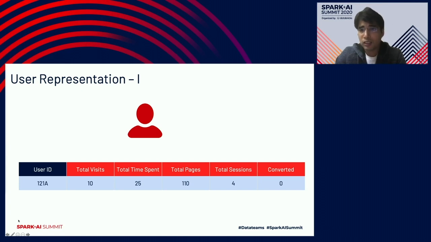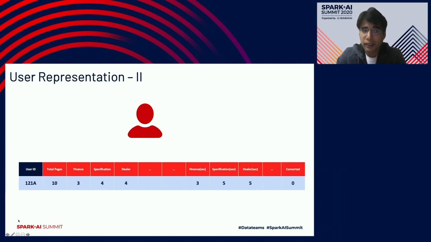But we can certainly build on this. We can take this to an even denser representation. We can break this information further and include the different page categories that I've visited, right? So we can see for particular finance related pages how many times I've visited, specification related pages, dealer specific pages, reviews related pages, right? Not only the frequency count, but also how much time I spent on each of these specific page categories, and finally whether I converted or not, right?